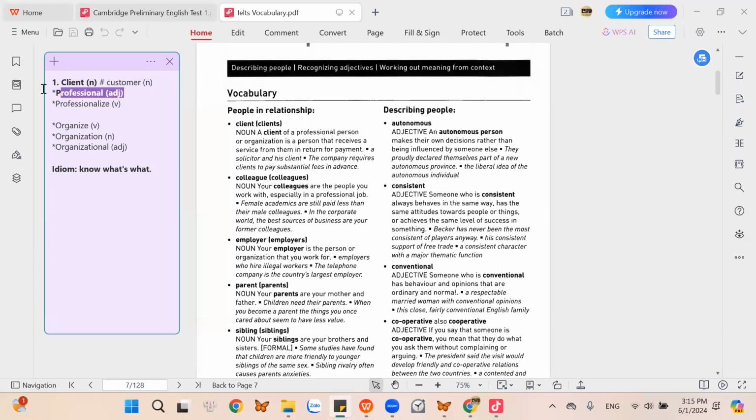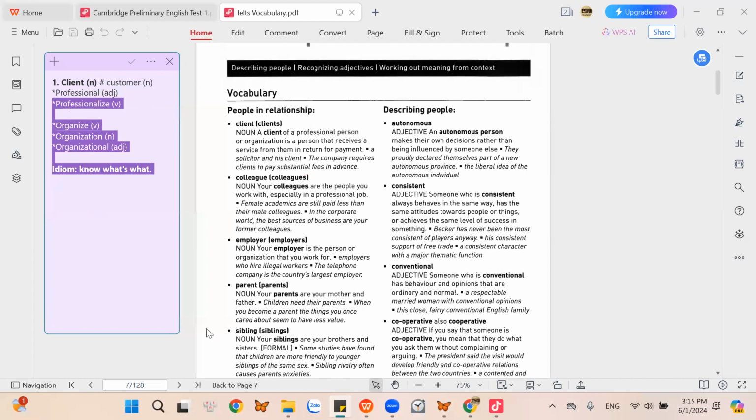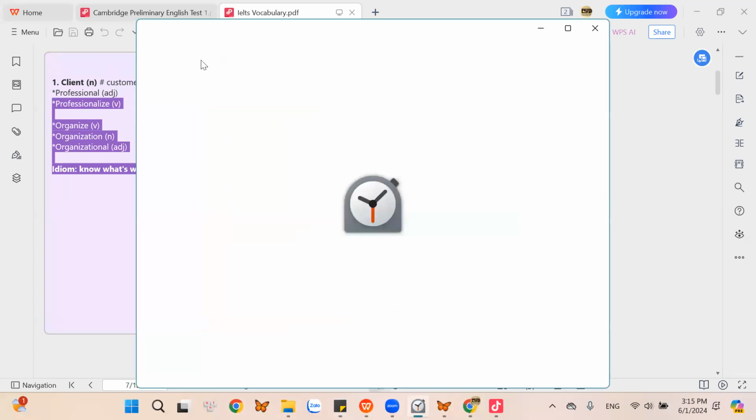Okay, so let's practice these words. It looks boring because these words are so easy. Here, each of us is going to have 1 minute for speaking.